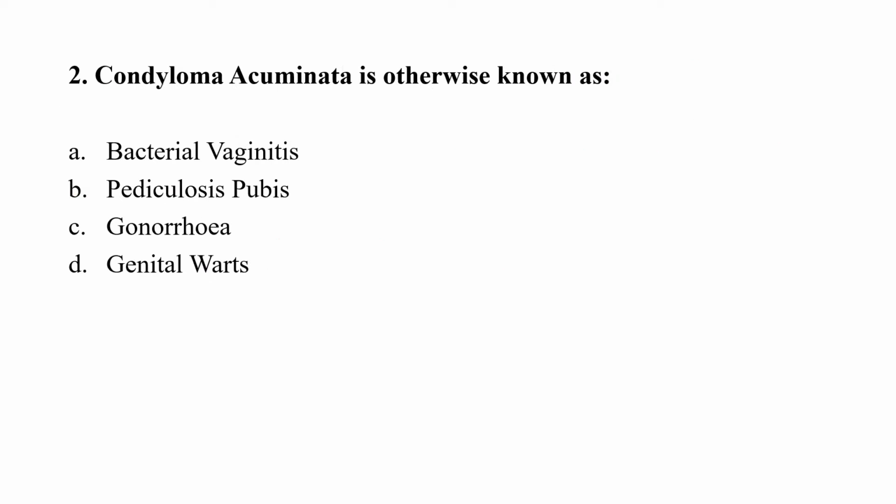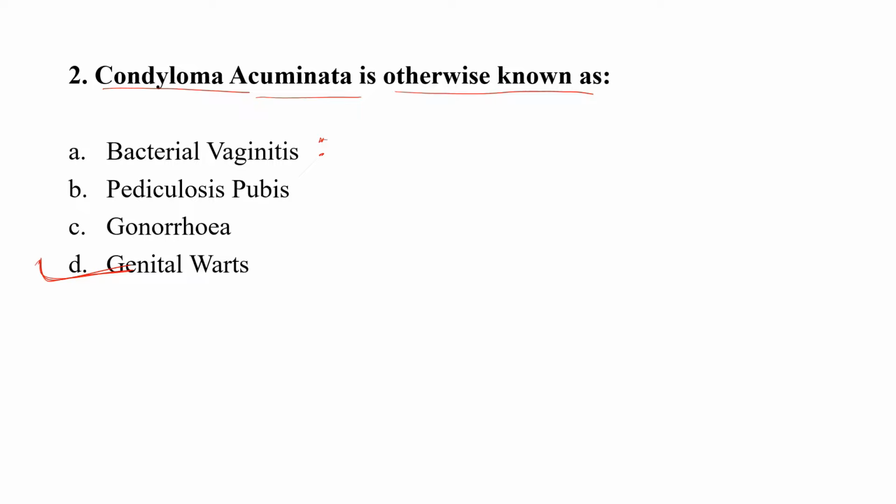Question number 2. Condyloma acuminata is otherwise known as: option A, bacterial vaginitis; option B, pediculosis pubis; option C, gonorrhea; option D, genital warts. The correct option here is option D, which is genital warts. Genital warts are also termed as condyloma acuminata.